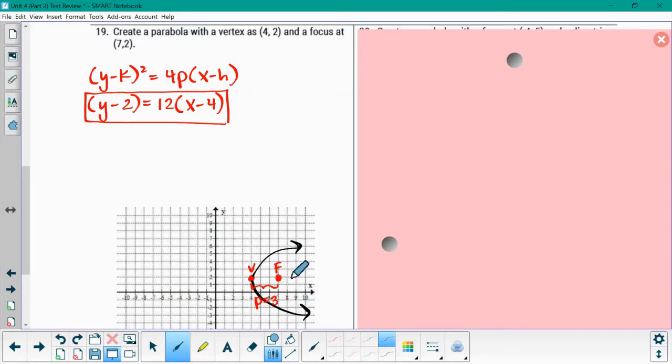Now, the next thing that's important, because I know it's opening to the right, is that I know this is the formula I should be plugging in. I know h and I know k from the vertex, but I need to figure out what p is so that I can finish out my equation. Well, p is the distance from the vertex to the focus. So if I count, it's 1, 2, 3. So my p should be equal to 3. So all I did was plug in p equal to 3 into this formula. I get y minus 2 squared is equal to 12 times x minus 4.